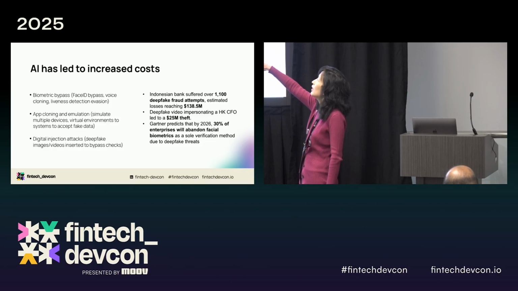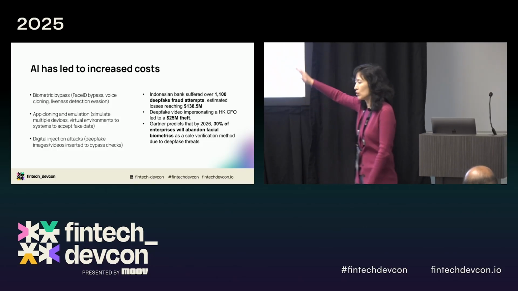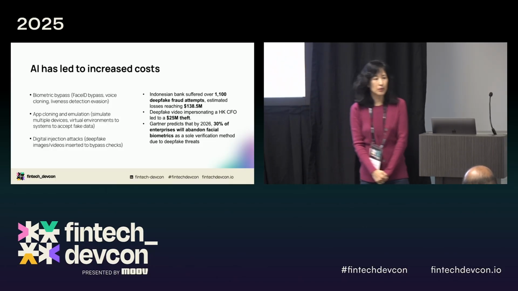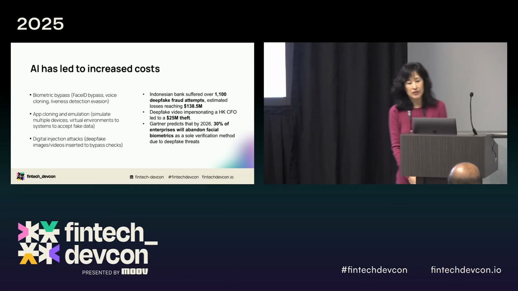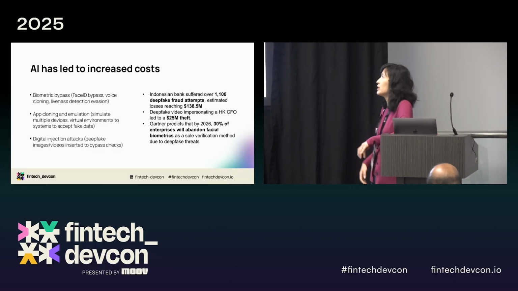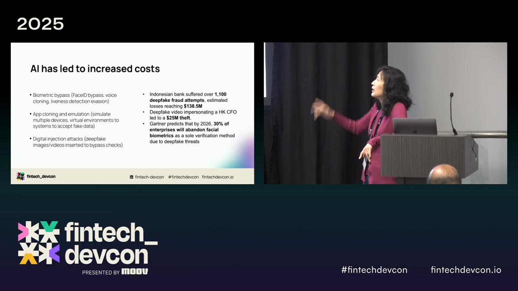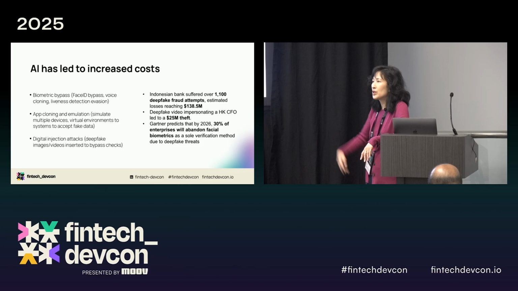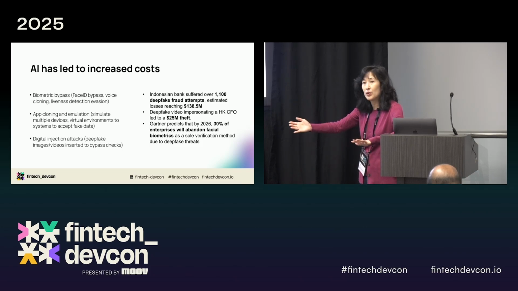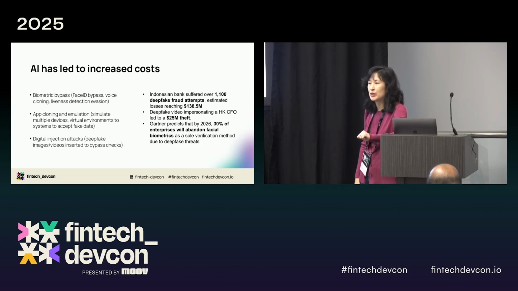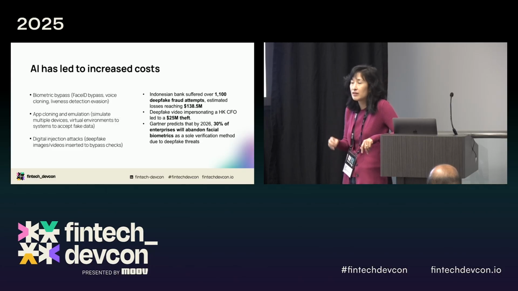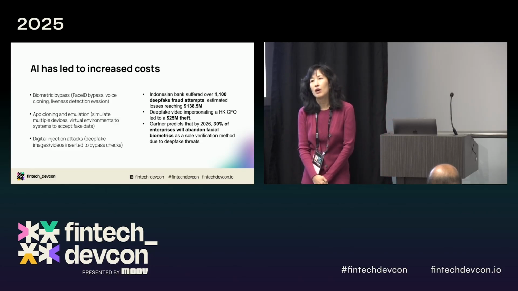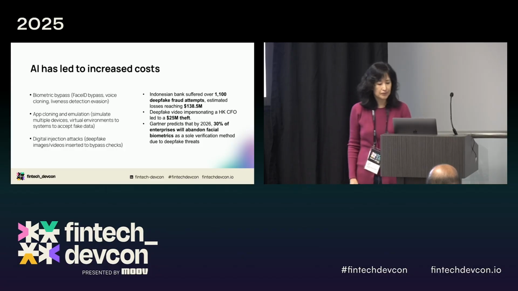But these identity-related problems have been happening at such a rate. Biometric bypass has been such a big problem that Gartner believes that by next year, 30% of enterprises will abandon facial recognition, or facial biometrics, as the only way of authenticating. So we were talking earlier, authentication is not going away, it's very important, but it needs to be used in combination with other things because these AI attacks are just totally changing the game.